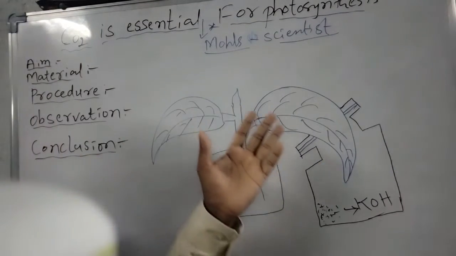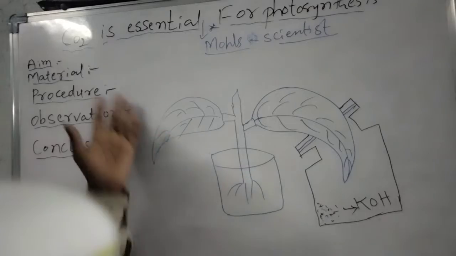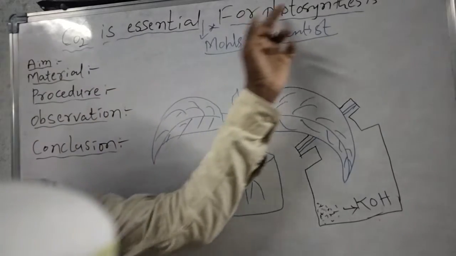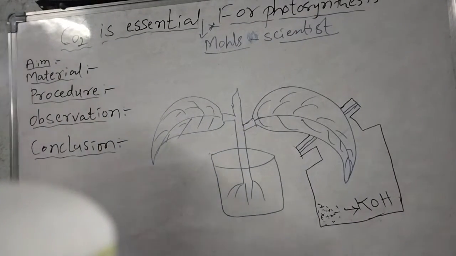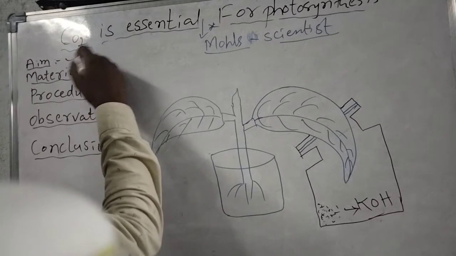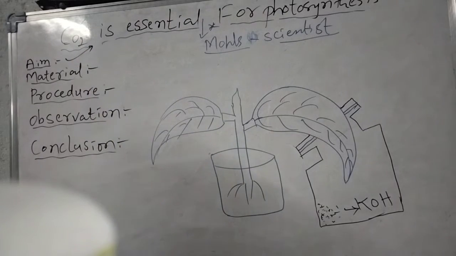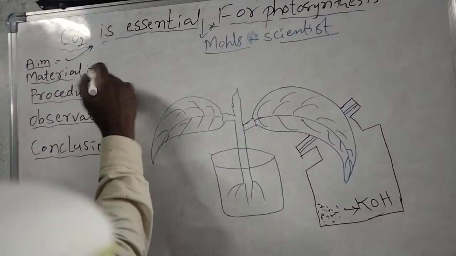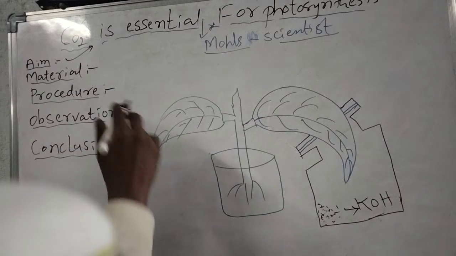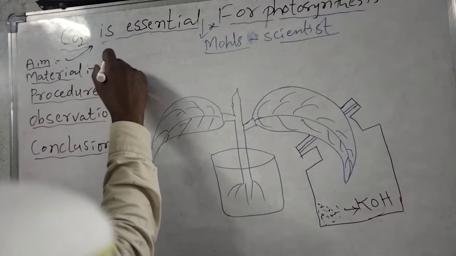First, aim, the activity we are going to start here. Our aim is to show that carbon dioxide is essential for photosynthesis. The aim I have already written here: carbon dioxide is essential for photosynthesis. The next one, material. What material is needed for this experiment? One is a potted plant.